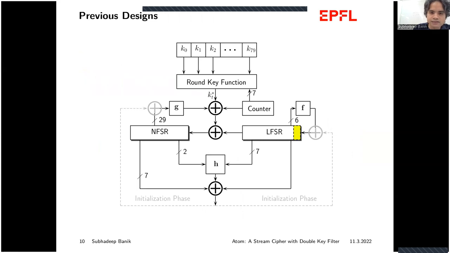Now this is the structure for Sprout, and those who are familiar with the structure for the Grain family of ciphers will probably recognize this. So it consists of a nonlinear register and a linear register connected by an XOR gate. Sprout additionally employs a round key generation function that continuously updates the state by XORing to the update of the NFSR function over here. And this is the reason why it is not possible to construct a function that maps only this internal state to the keystream vector without the input of the key.